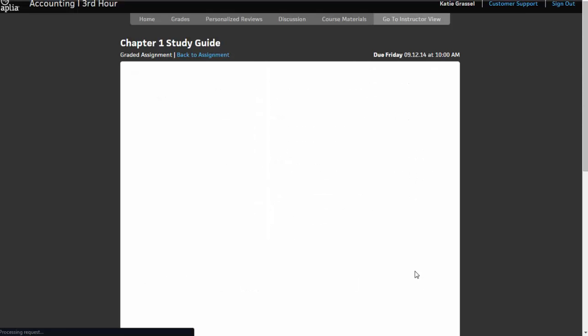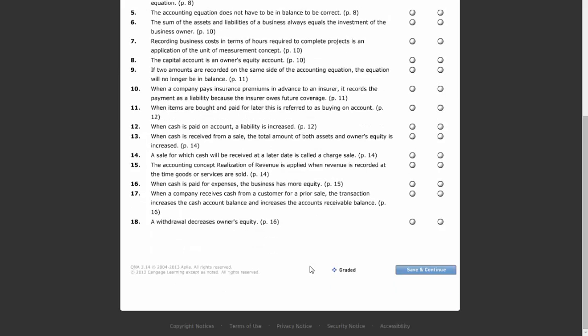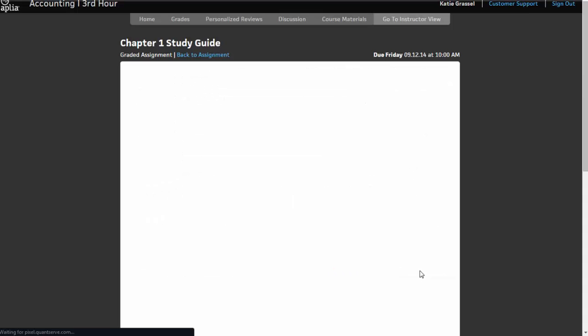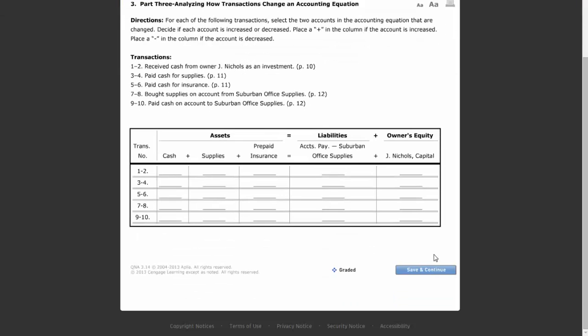Page 2 is, on this study guide, true and false. Do you see where it gives you P6, P10? Hello, Captain Obvious. Use your book. So that's what page 2 is, 18 points, true and false. You have to read and interpret information from there. Now, page 3 and 4 is going to be going through, and in this example, you're just using your pluses and minuses. You don't have to put in the amount or calculate the balances.